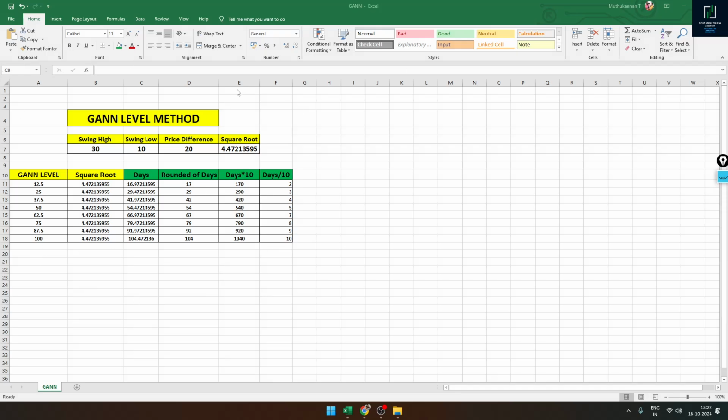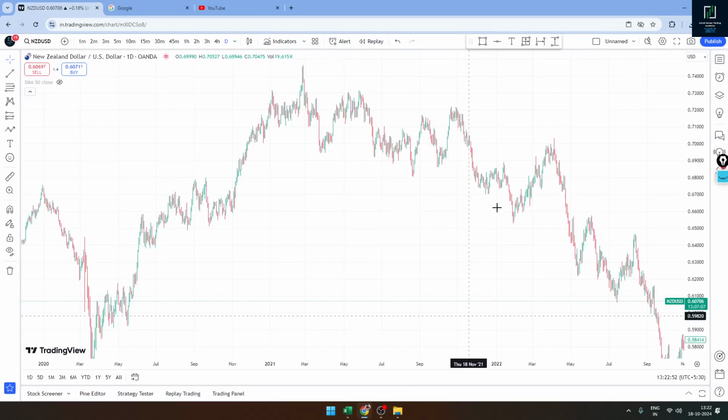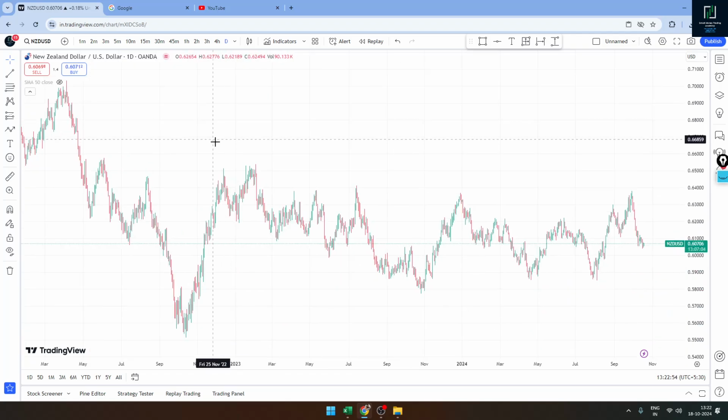So now let's go and see the charts and do some action. Let's open tradingview.com. I'm going to take a daily chart. I prefer the daily chart for this method.